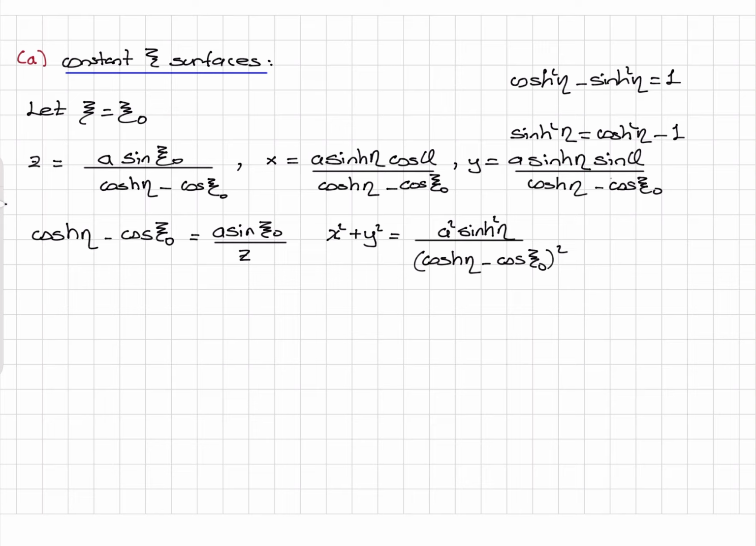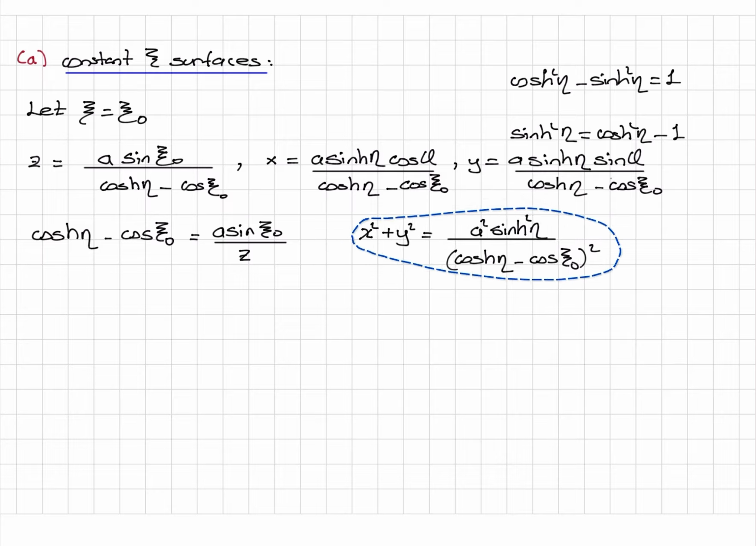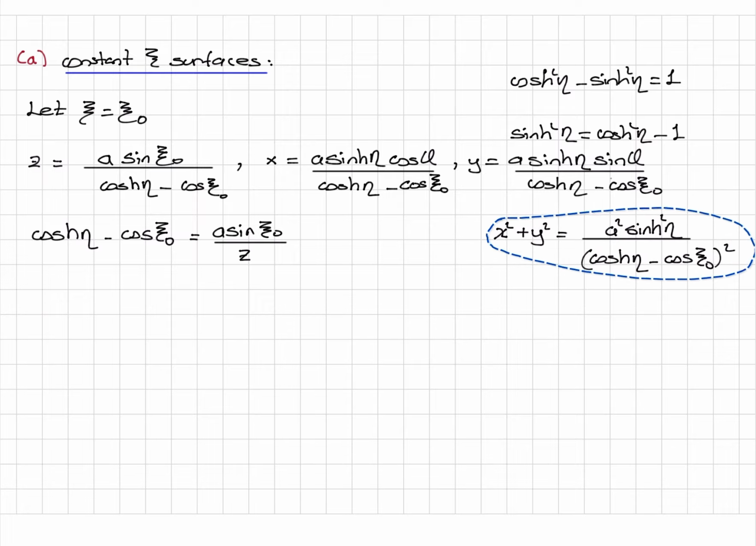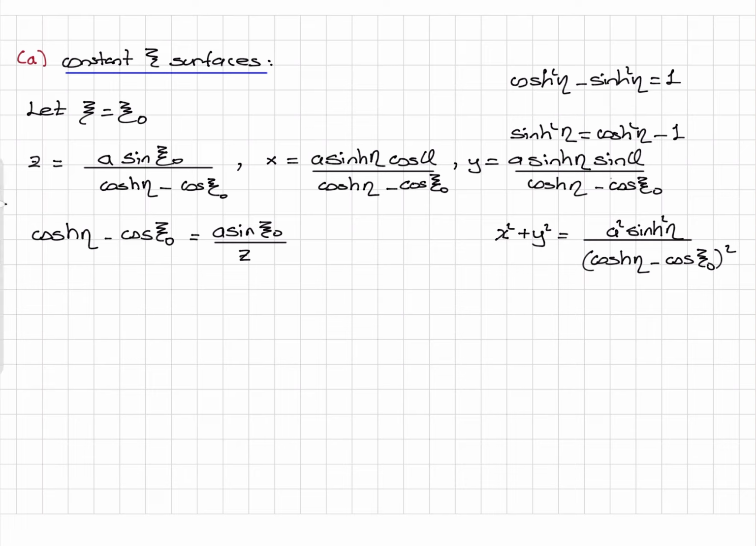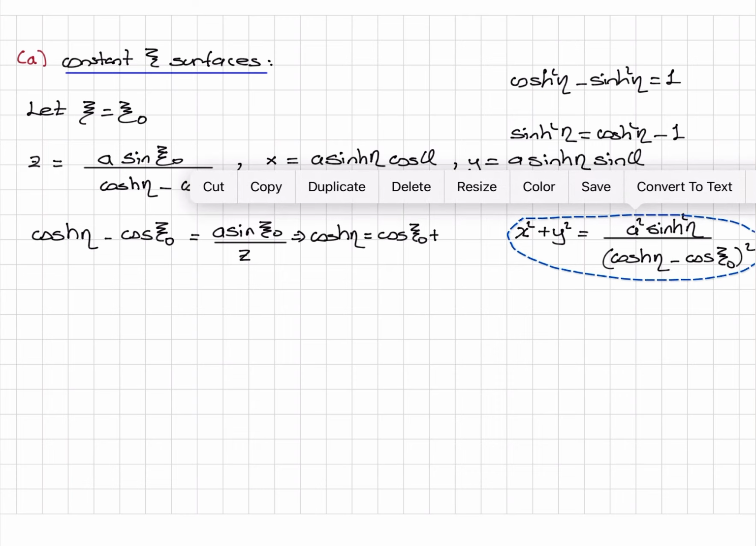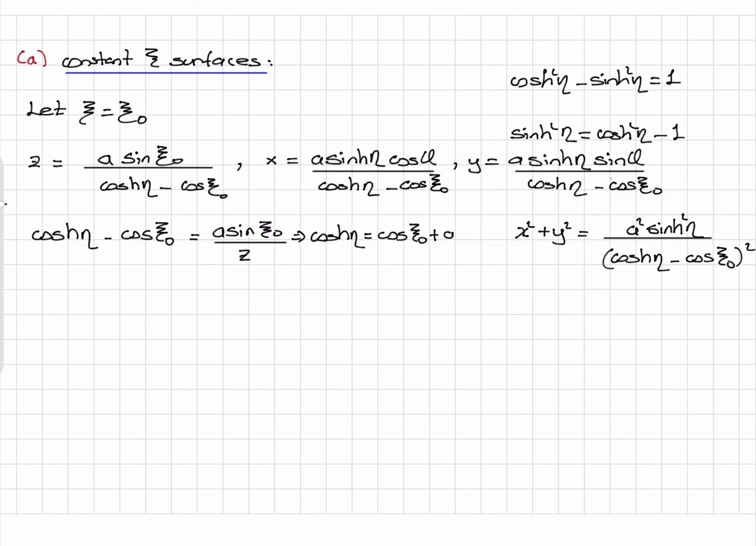All right. And so let me carry this equation here. So I have x squared plus y squared is equal to this. And also from this equation, I can write cosh eta is equal to cos psi 0 plus a sin psi 0 divided by z. So I have these two equations.